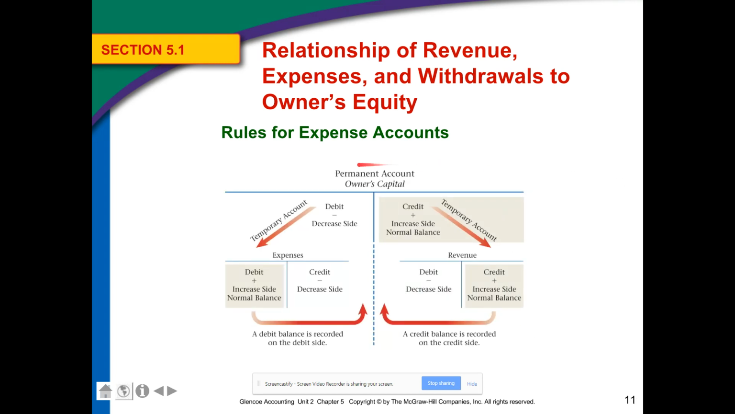So here's what that looks like. I have my permanent account as owner's equity, or the capital account, and my temporary account of expenses is going to decrease this owner's equity account, and my temporary account of revenue is going to increase the owner's equity account.